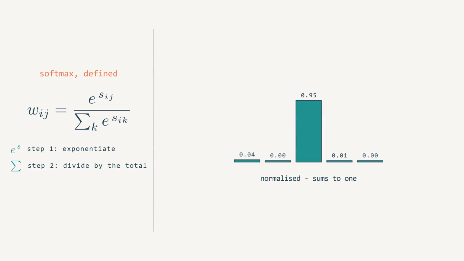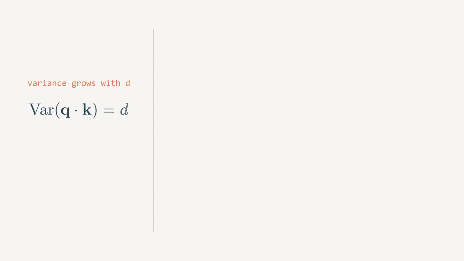Each position gets 1 unit of attention to spend across the sequence, and it decides how to split it. And it's smooth, so gradients flow back through it. Hold on to step 1, though, that stretching is about to cause the last problem. Here's the problem people skip.